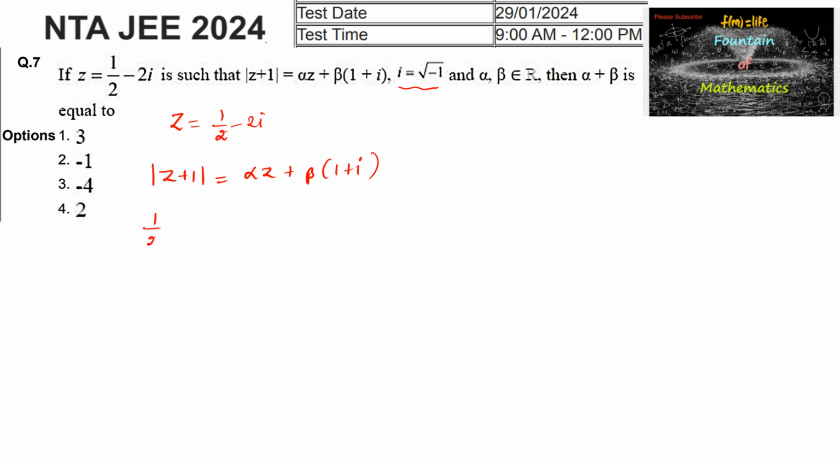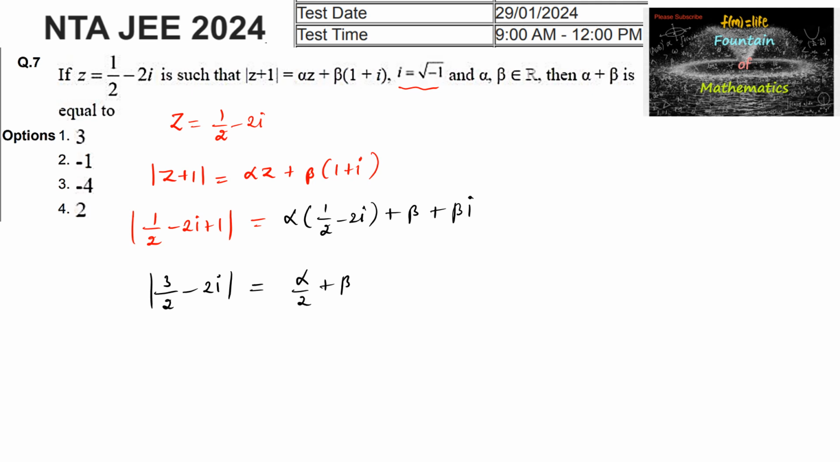So substitute z is equal to 1 by 2 minus 2i, plus 1, which is equal to alpha z plus beta. We can write alpha times 1 by 2 minus 2i plus beta times of 1 plus i, or we can write beta plus beta i. And here 1 by 2 plus 1, that is 3 by 2 minus 2i mod, is equal to alpha upon 2 plus beta, plus we can write beta minus 2 times 2 alpha of i.